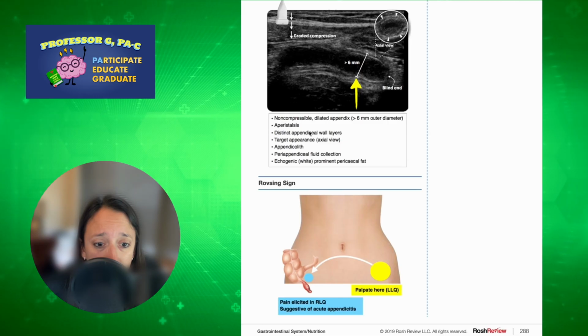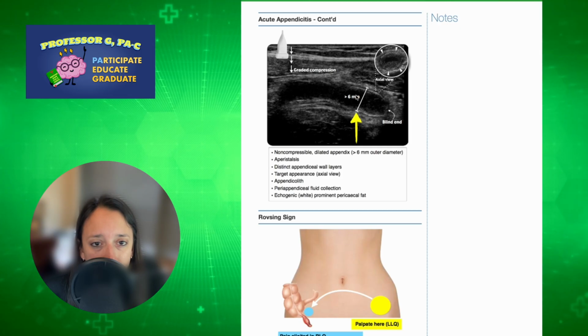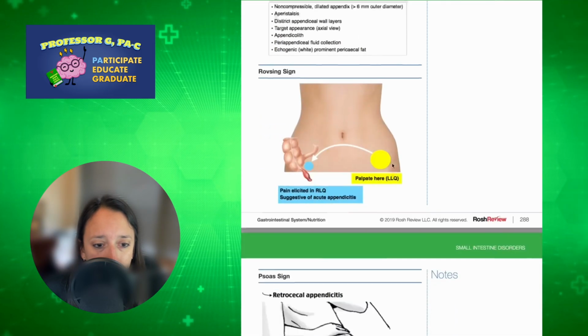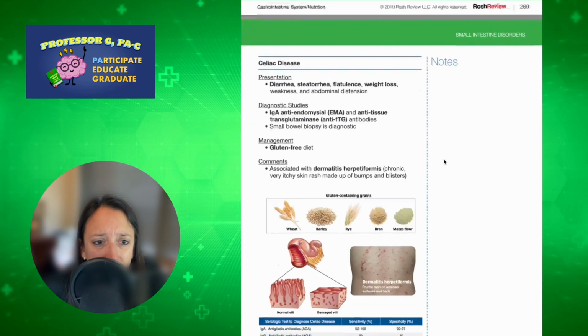All right, here's some more imaging. So appendicitis is going to get tested. You're going to get tested on it. You're going to see patients with it. So ultrasound is looking for that dilated appendix. And there's another depiction of Rovsing's sign, psoas sign.